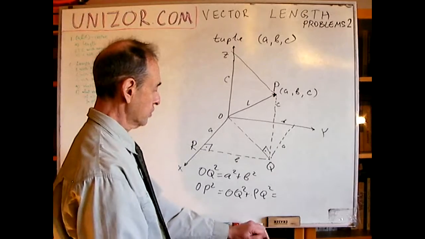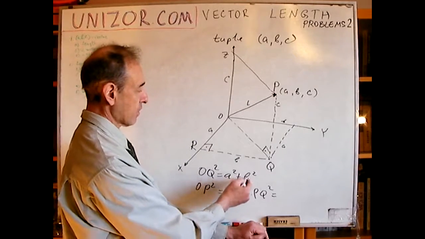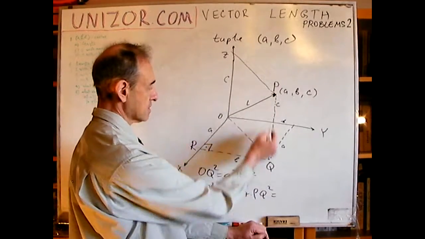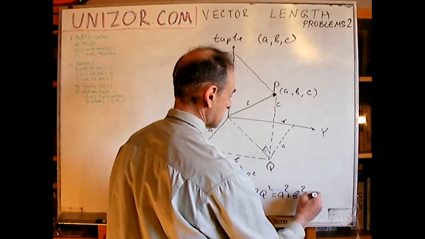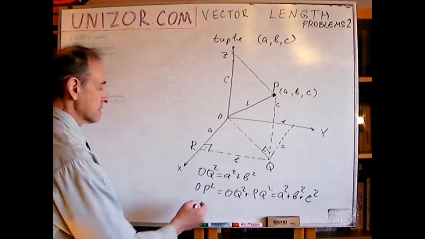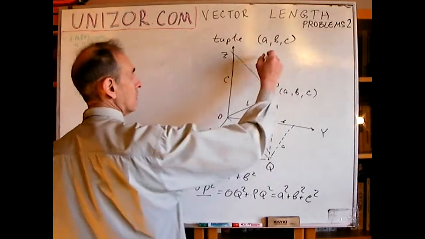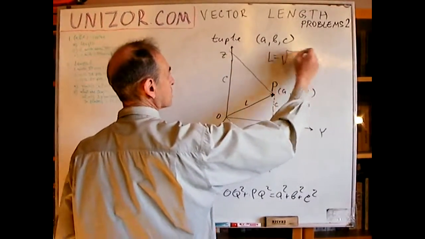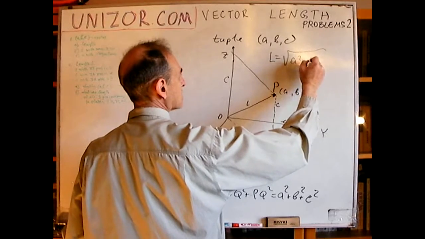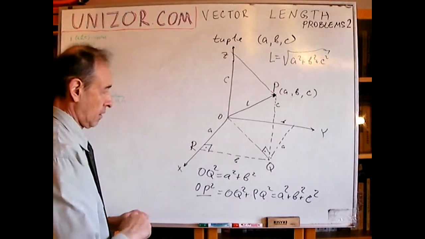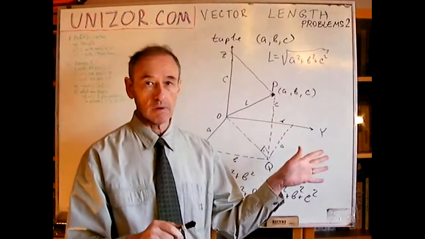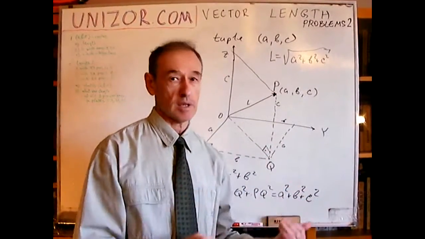Which is equal to OQ square, which is A square plus B square, and PQ is C, so we have A square plus B square plus C square. So the length OP, L, is equal to the square root of A square plus B square plus C square. This is absolutely similar to the length of a vector in two-dimensional space.